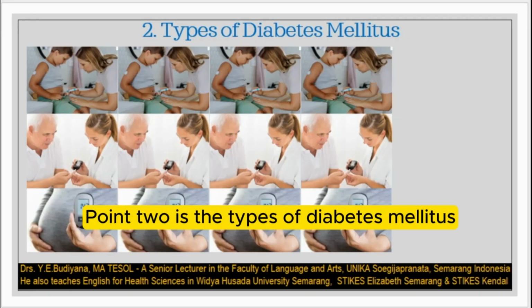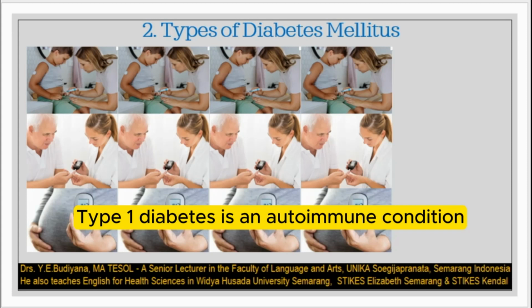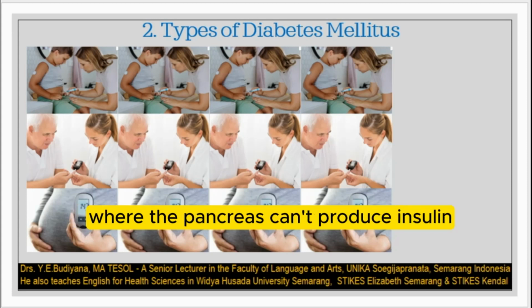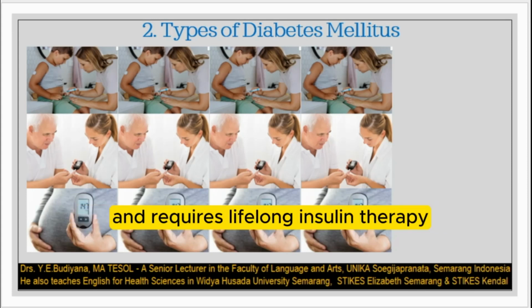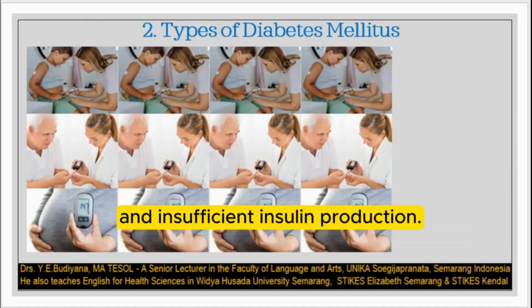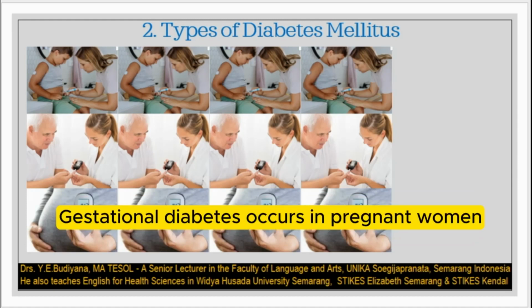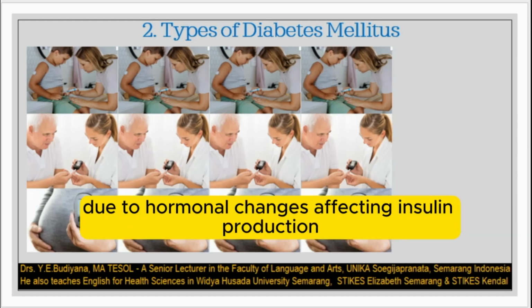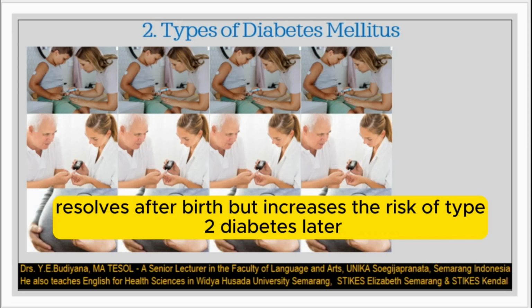Point 2 is the types of diabetes mellitus. There are 3 types of diabetes mellitus. Type 1 diabetes is an autoimmune condition where the pancreas can't produce insulin and requires lifelong insulin therapy. Type 2 diabetes is a metabolic disorder due to insulin resistance and insufficient insulin production. Gestational diabetes occurs in pregnant women due to hormonal changes affecting insulin production, resolves after birth but increases the risk of type 2 diabetes later.